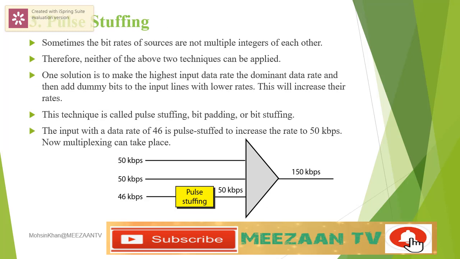Sometimes the bit rates of sources are not integer multiples of each other. Therefore, neither of the above 2 techniques can be applied. One solution is to make the highest input data rate the dominant data rate, and then add dummy bits to the input lines with lower rates. This will increase their rates. This technique is called pulse stuffing, bit padding, or bit stuffing. The input with a data rate of 46 is pulse stuffed to increase the rate to 50 kbs. Now multiplexing can take place.